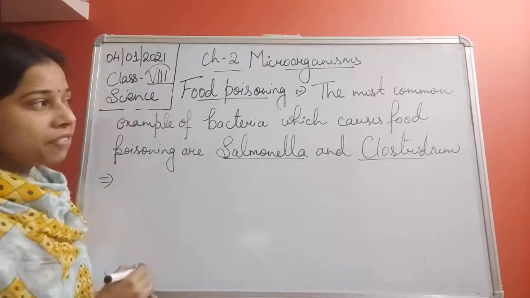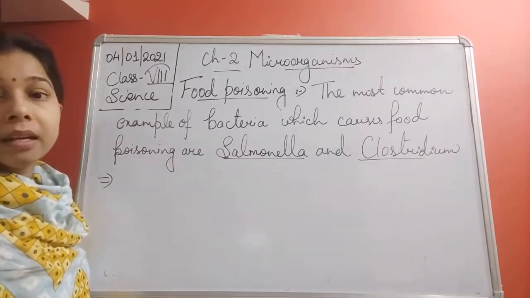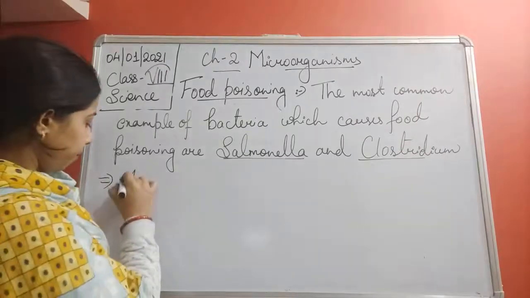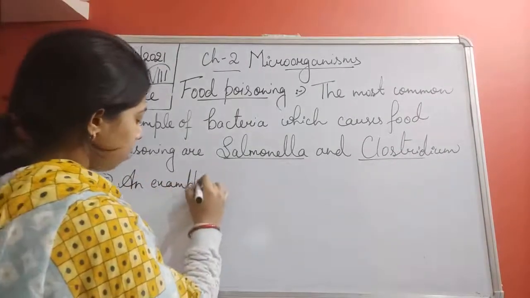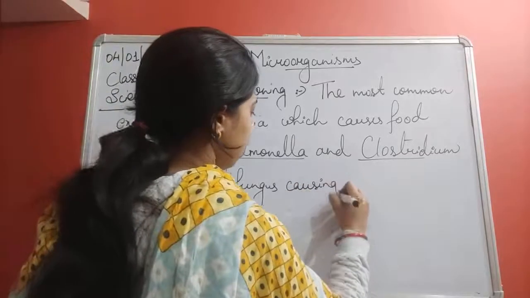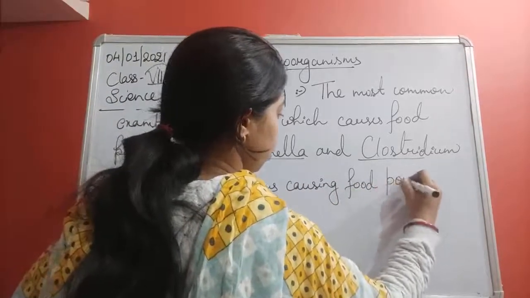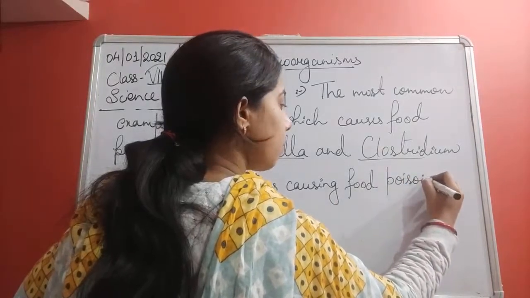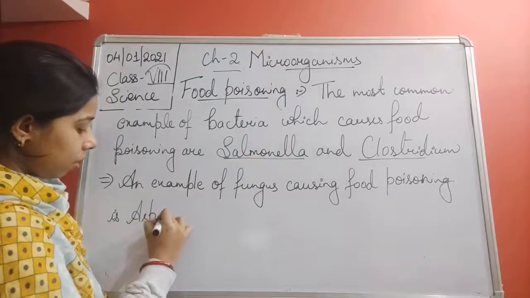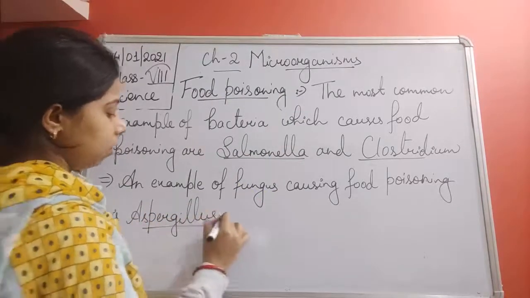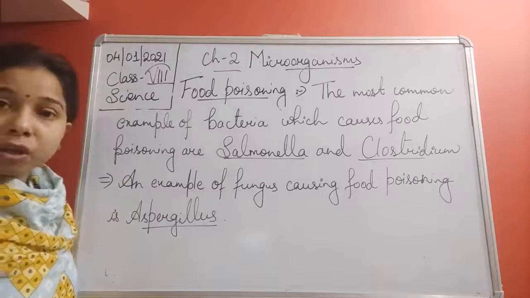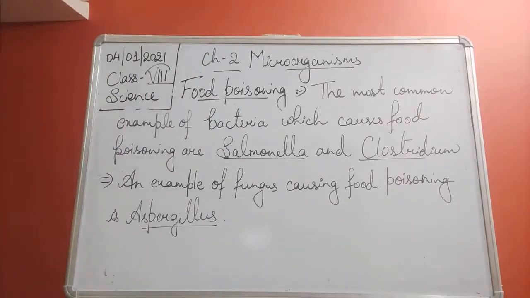Yes. The common type of fungus which is responsible for causing food poisoning is Aspergillus. So we can write it, an example of fungus causing food poisoning is Aspergillus. Okay, so the bacteria which cause the food poisoning are Salmonella and Clostridium, and the fungus which is responsible for it is Aspergillus.